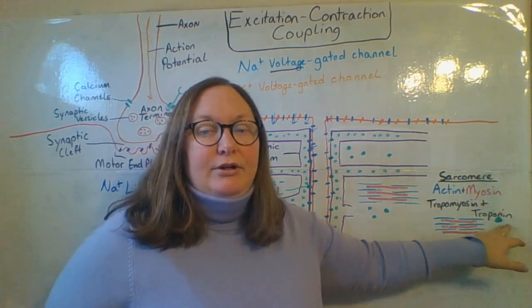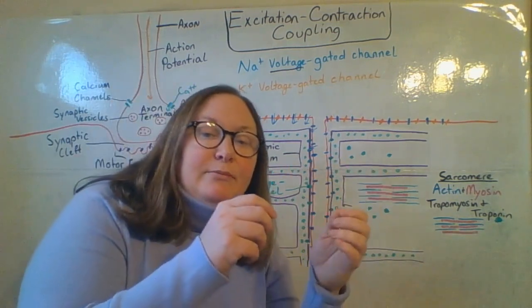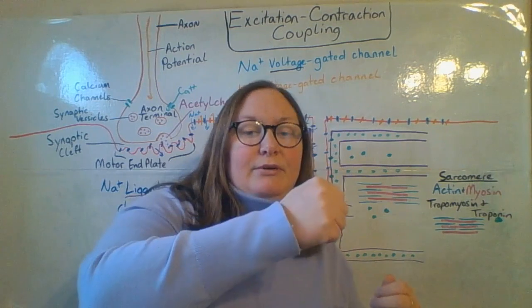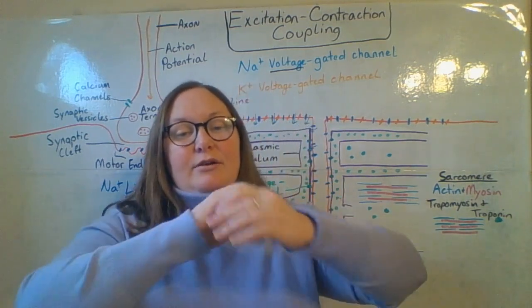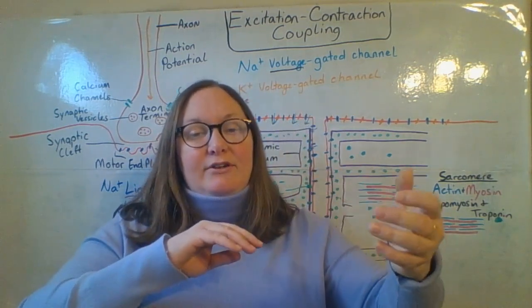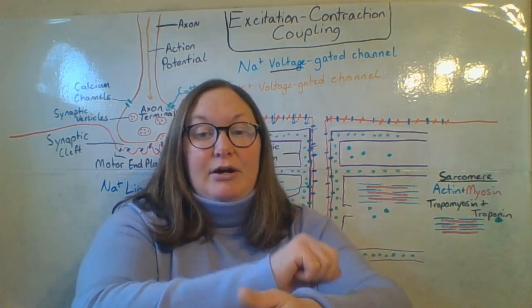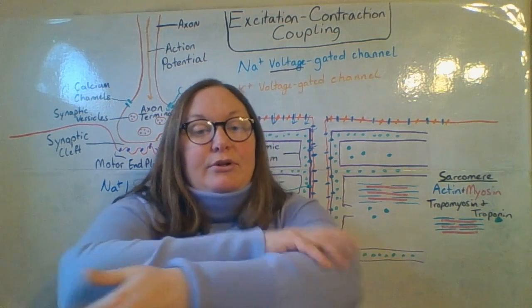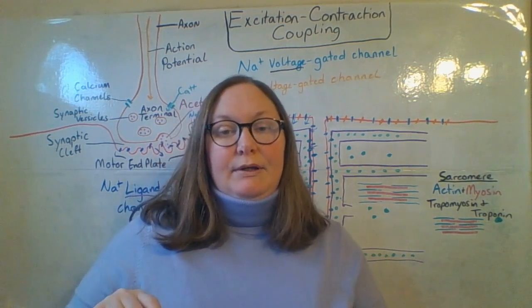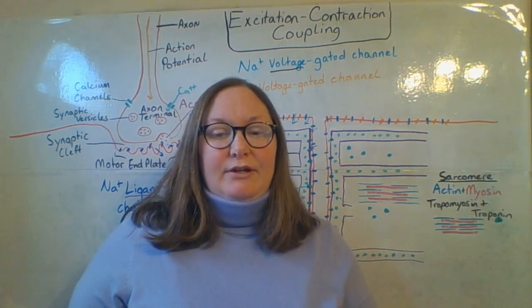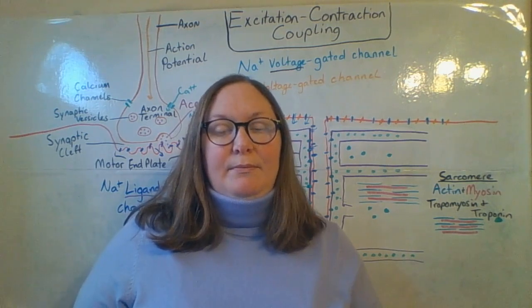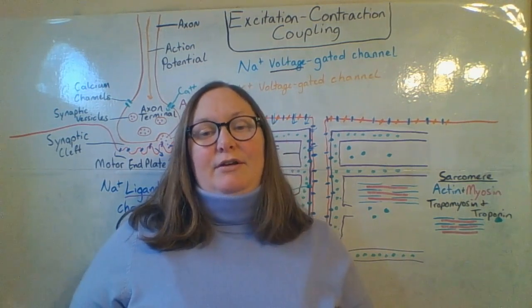Calcium binds troponin. Troponin changes shape, pulls the tropomyosin with it when it does. Tropomyosin then moves off of the actin active sites, and the myosin heads are there waiting, ready to grab onto those active sites, and they pull it over. Does that make sense? It's pretty involved. It's also really fun when you get it.